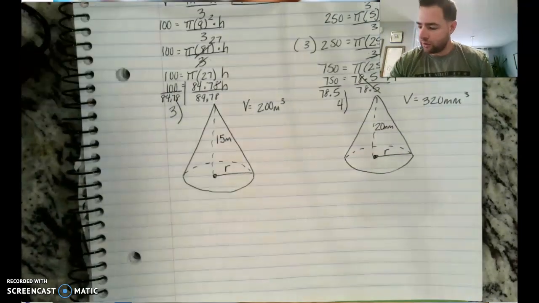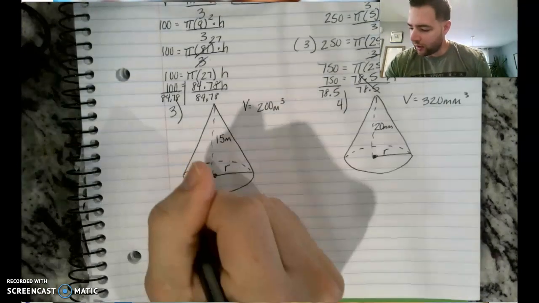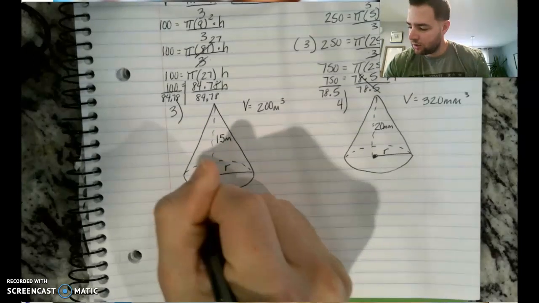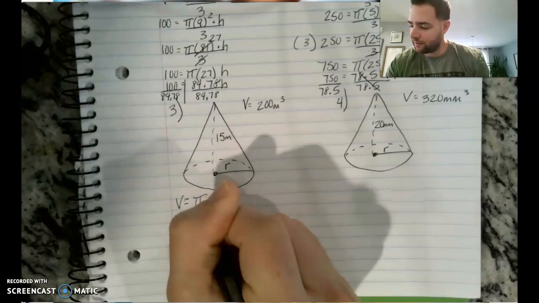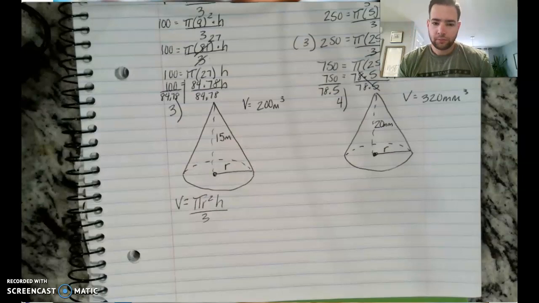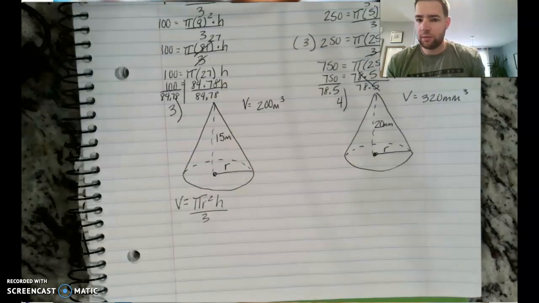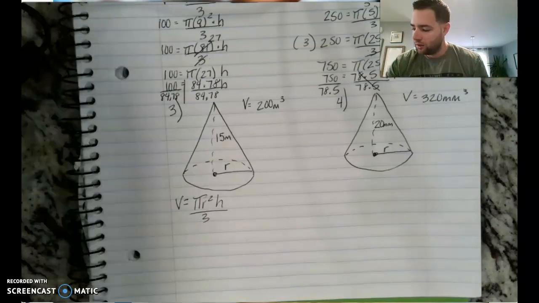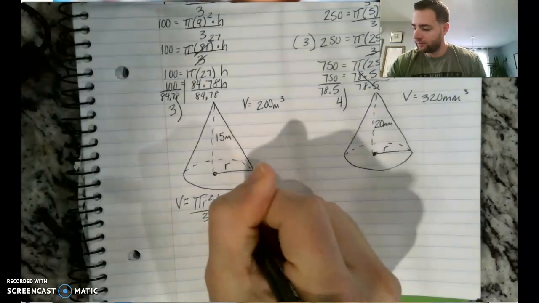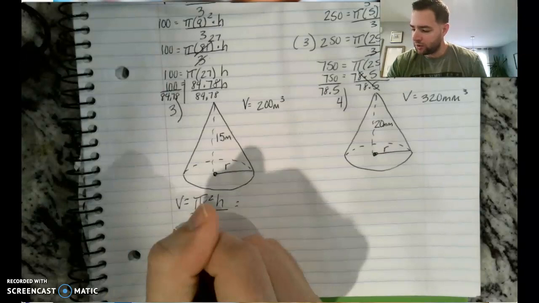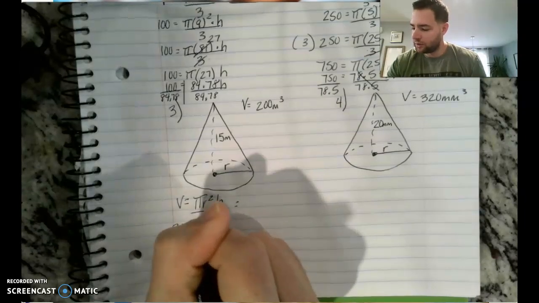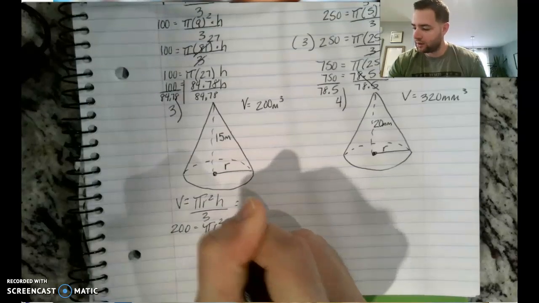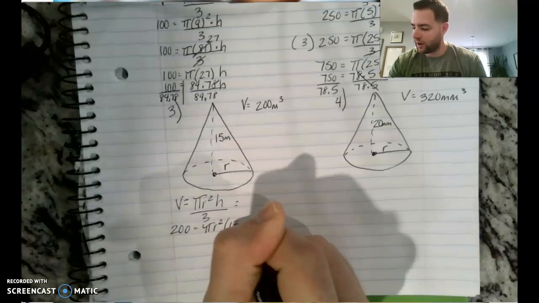So the first thing we're going to do, just like with all of our problems, is rewrite our formula. Volume equals pi r squared times the height divided by 3. And then I'm just going to replace in my formula what I have and substitute that in to find my missing radius. So this is going to become, volume is 200 equals pi times radius squared, we don't know what the radius is yet, times 15 divided by 3.